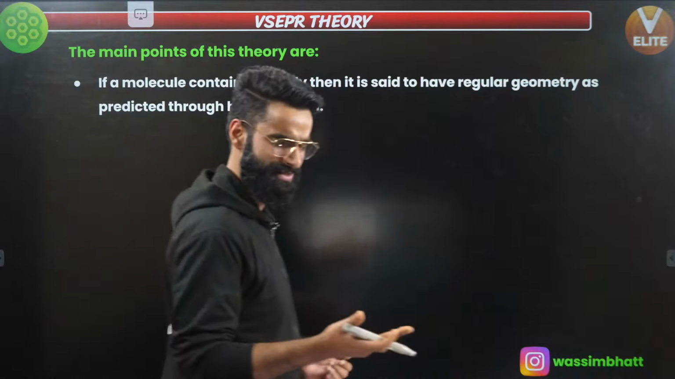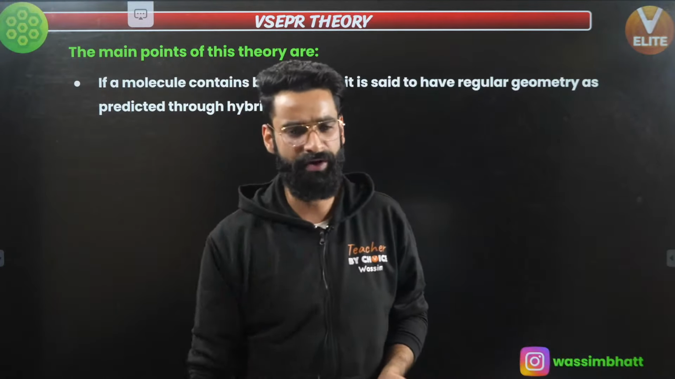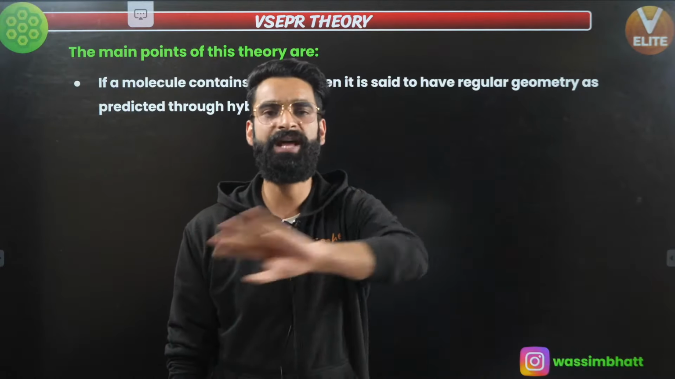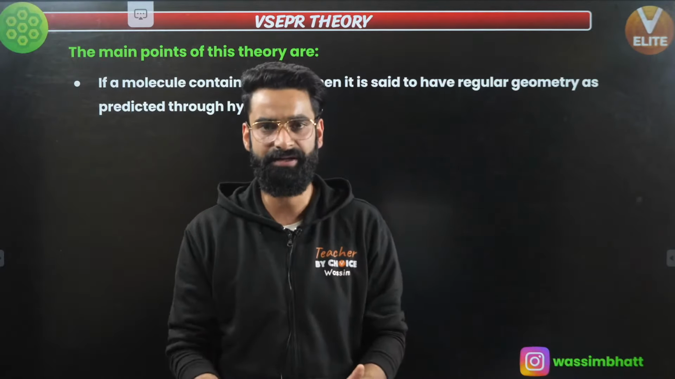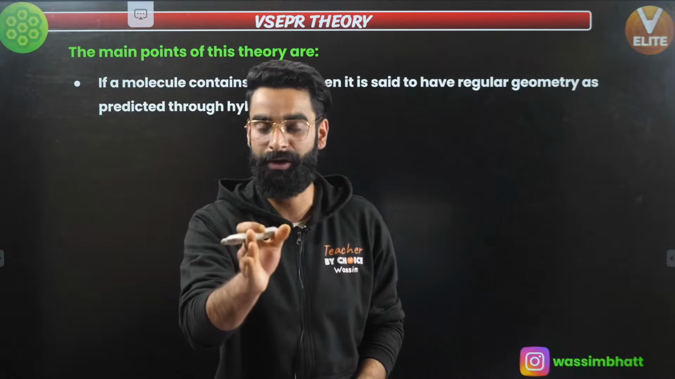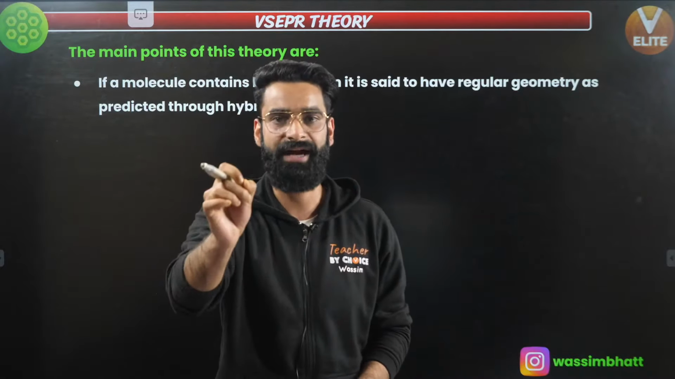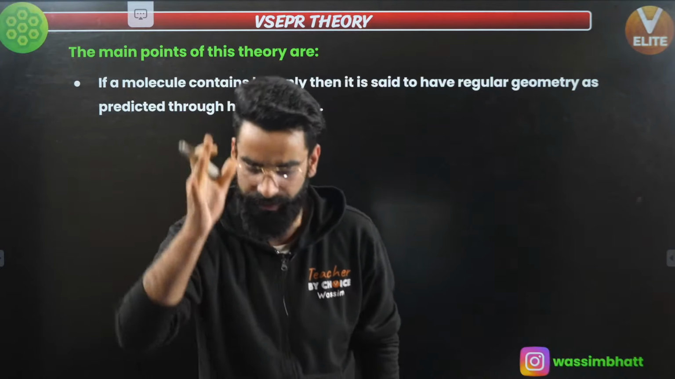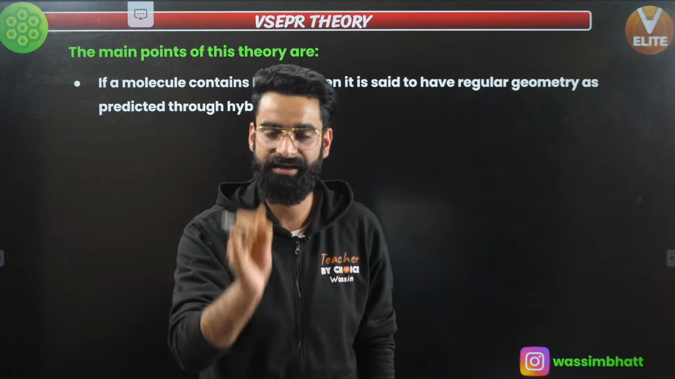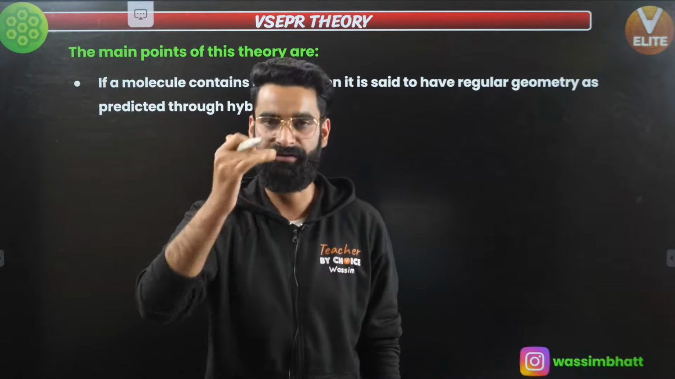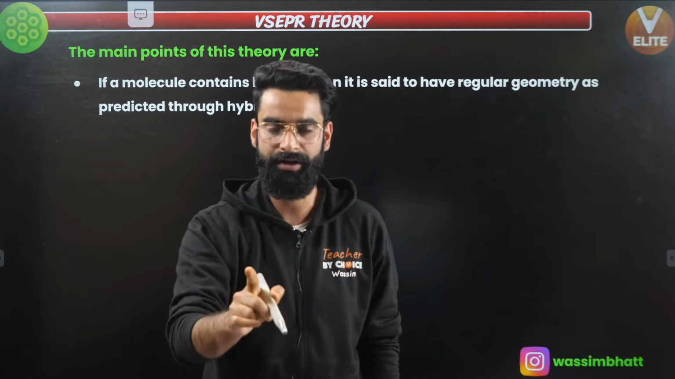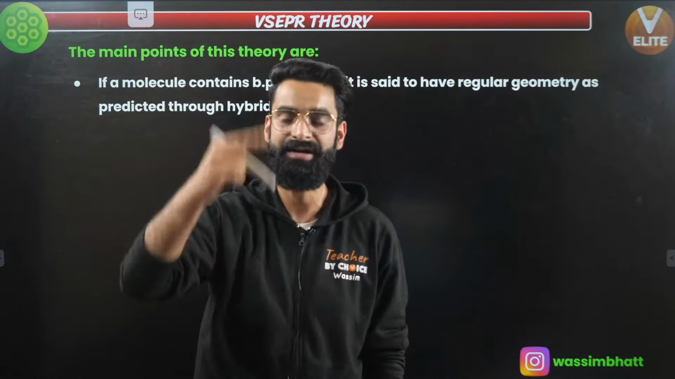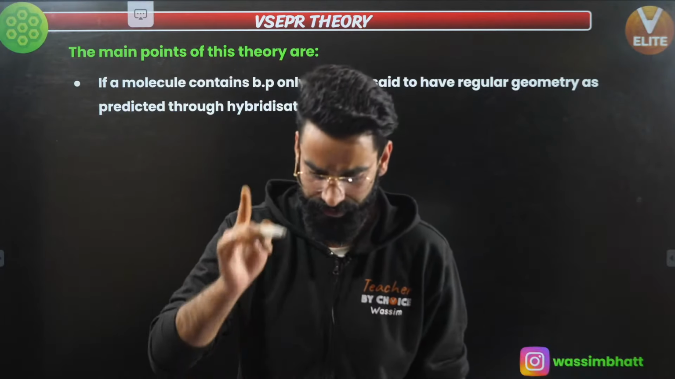What does it actually mean? Whenever I talk about any molecule, if the central atom does not have any lone pair and has only bond pairs, then whatever is the expected geometry of the molecule as given by hybridization, that is its actual shape. I'm sure this is clear to you. Once again, whenever the central atom does not have any lone pair, whatever is the expected geometry given by hybridization, the same is the shape.